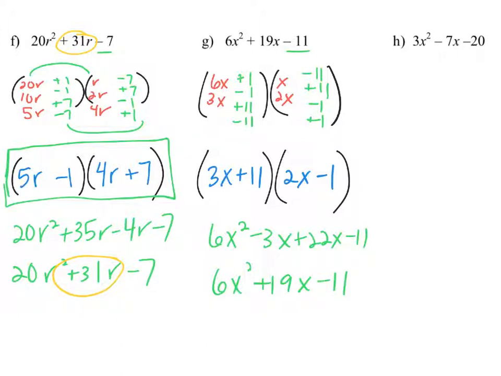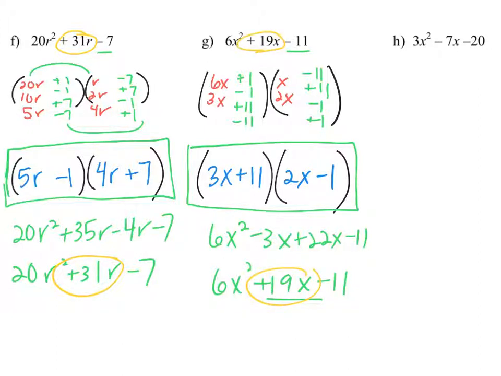So we can say that is what we started off with. That middle term of plus 19 is the same as what we had in our original problem. So the correct factored form is one factor 3x plus 11 and the other factor 2x minus 1.